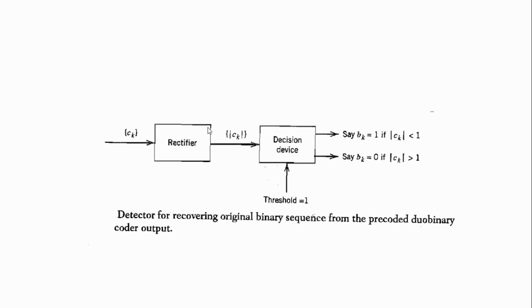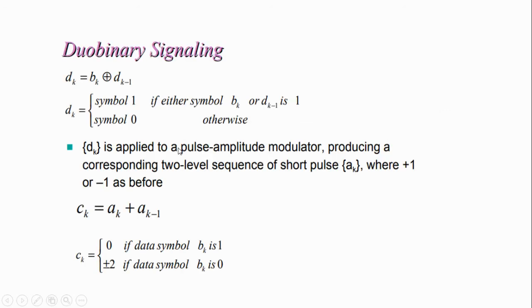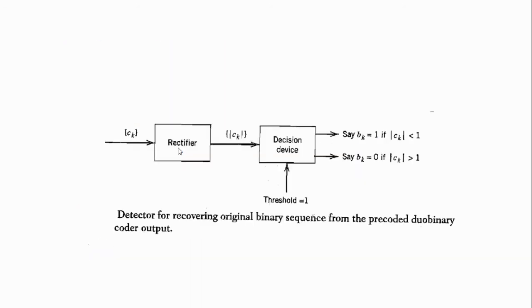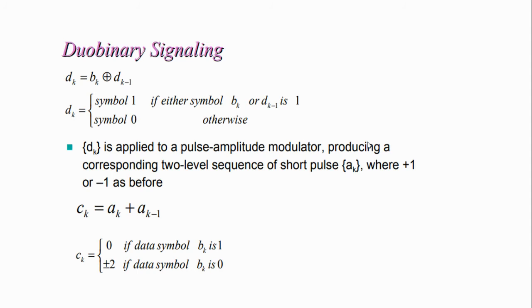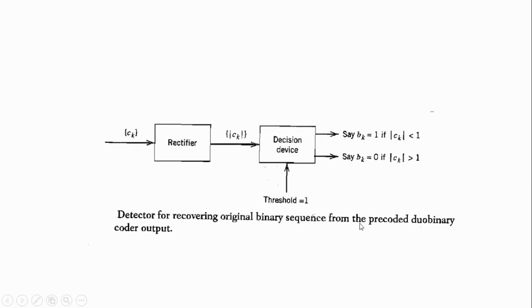This is the decoder for recovering the original binary sequence from the pre-coded duo binary signal. Here we see that c_k is given into the rectifier, and the c_k value is a_k plus a_(k-1). If the modulus of the c_k value is less than 1, then it is binary 1. If the modulus of the c_k value is greater than 1, then it is binary 0.